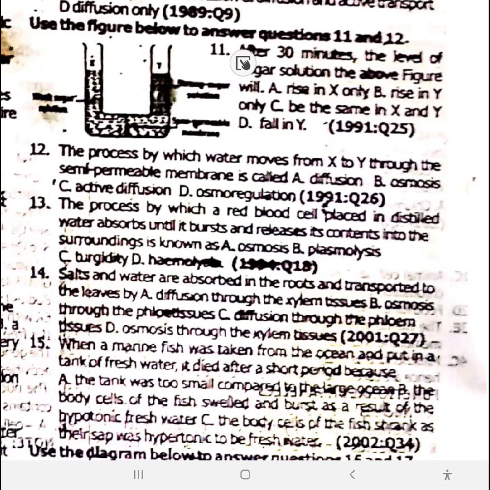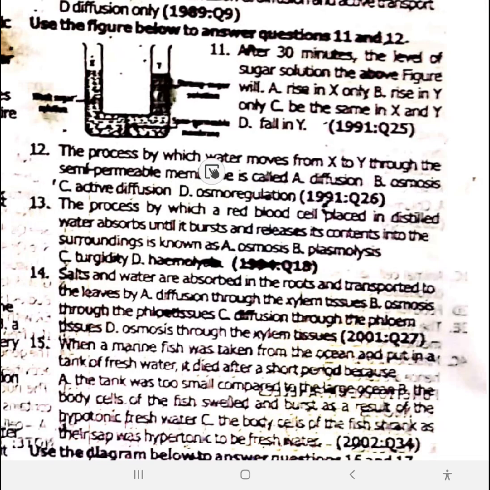After 30 minutes, the level of sugar solution in the above figure will, this is actually not clear. I'd like to skip this. But I think this side is weak sugar solution. This side is strong sugar solution. This place is called the semi-permeable membrane. So what will happen after some time is that the strong one would rise here, because this one is stronger to absorb water. 11 is option B.